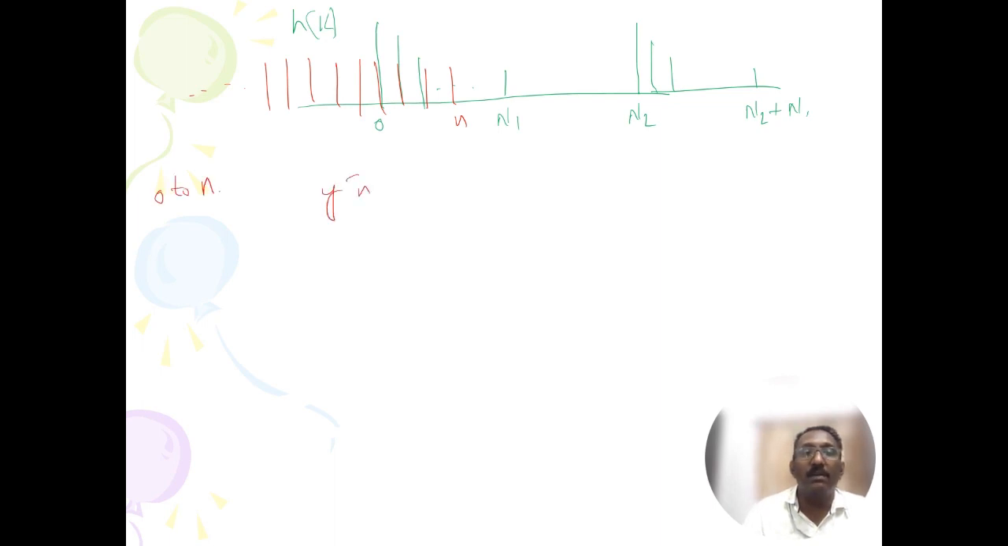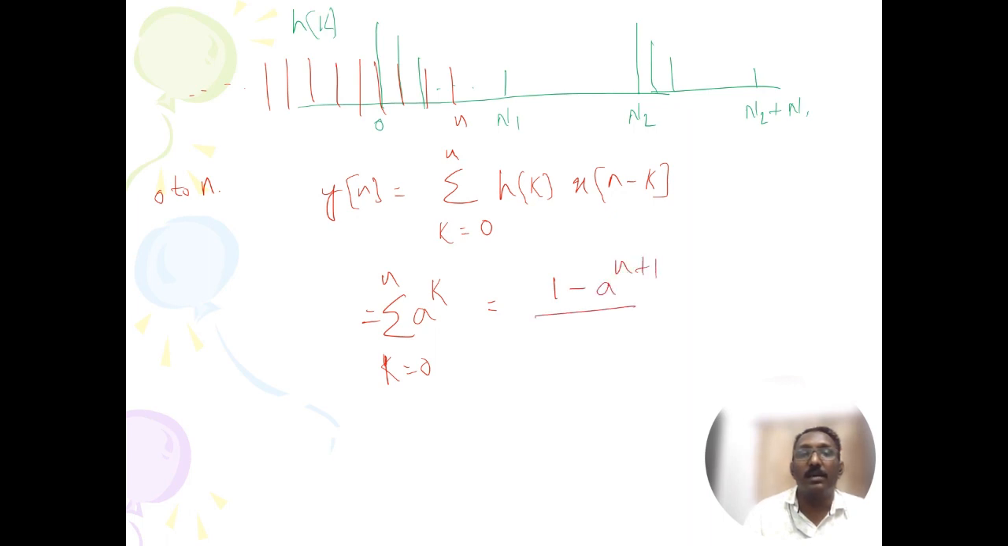So in this case, y of n will be equal to summation h of k, x of n minus k, k is equal to 0 to n. So h of k value will be a power k. So u of n minus k value is 1. So this is summation k is equal to, if you simplify this equation, 1 minus a power n plus 1 by 1 minus a. This equation holds good as long as n is less than n1.